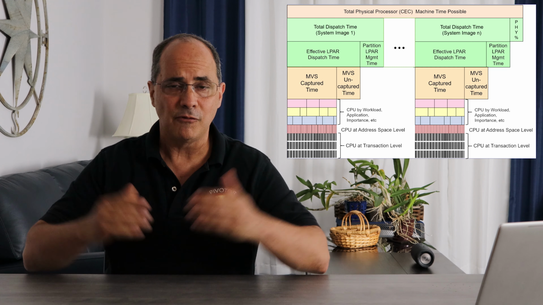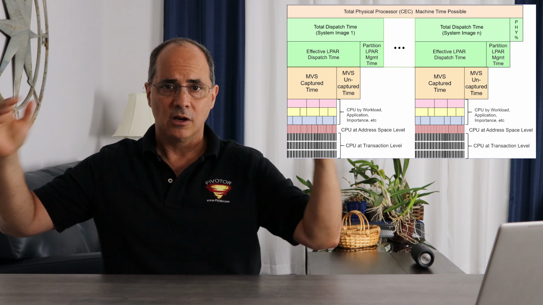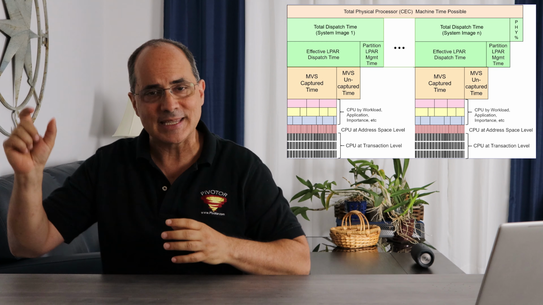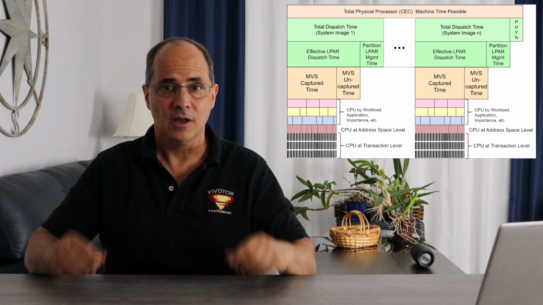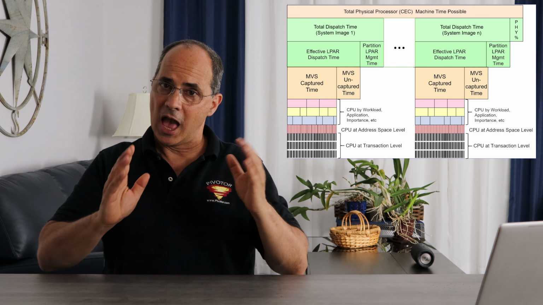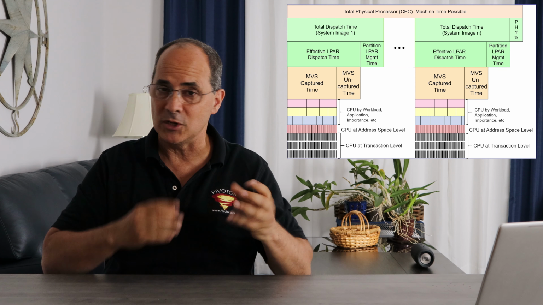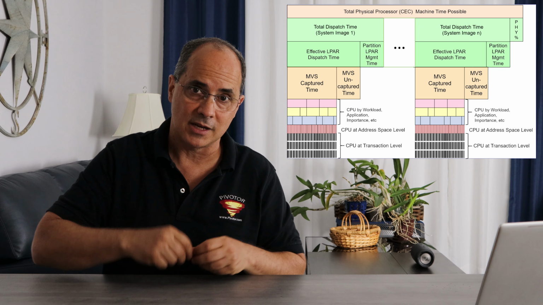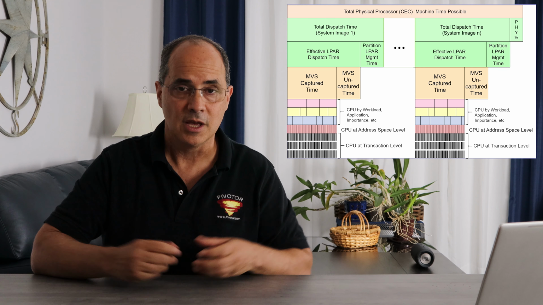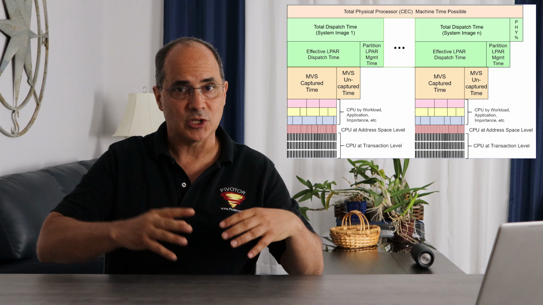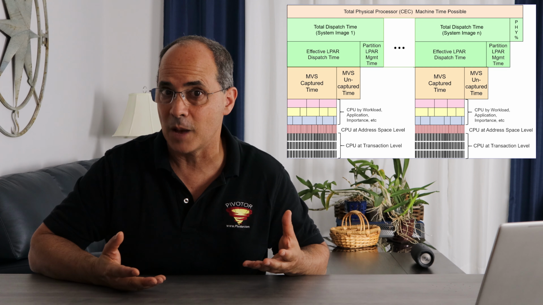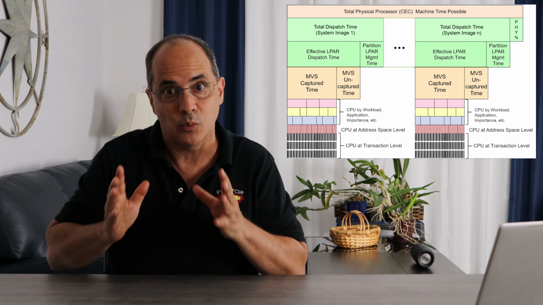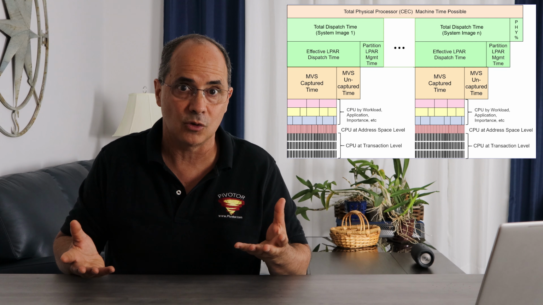So to summarize, level 1: how much CPU is on the machine. Level 2: how much CPU is being used by each individual system image and PR/SM itself to manage all the system images. Level 3: given a system image, how much CPU time is being consumed by that system image and its workloads, and how much CPU time is being consumed by PR/SM to do work on behalf of that individual system image. The next level is our MVS time, which is how much CPU time we can attribute to the MVS operating system and all the workloads. And then there's MVS uncaptured time, which is just that, uncaptured. We know we consumed it, we just can't attribute it to a particular workload.